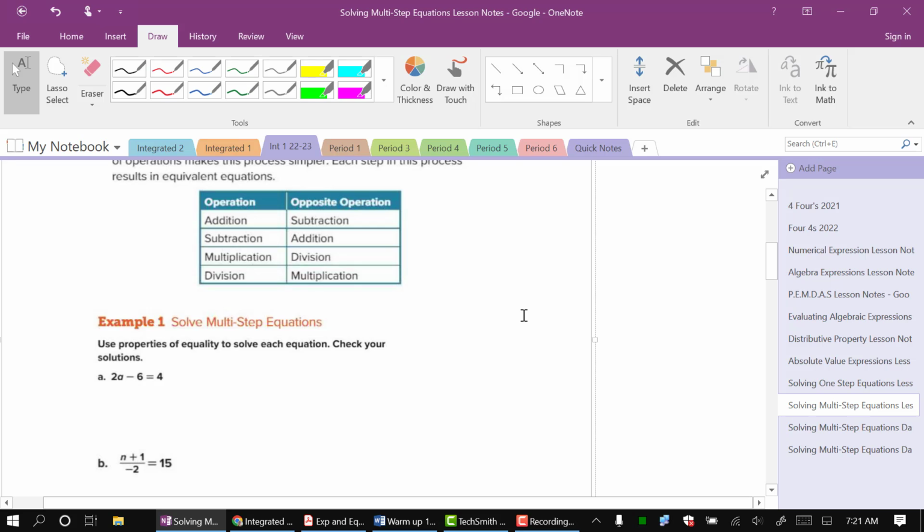So I have this equation, 2a minus 6 equals 4. The first thing that's happening to my variable a is it's being multiplied by 2, and then 6 is being subtracted. So I'm going to go opposite, so that means I'm going to add 6 to both sides.